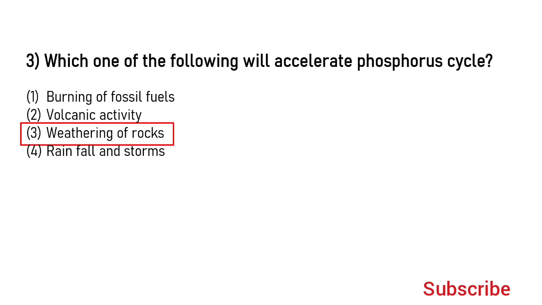See, as we all know, phosphorus cycle is a sedimentary cycle. The reservoir pool of phosphorus in the ecosystem is the Earth's crust, or we can say lithosphere. That is why weathering of rocks accelerates this phosphorus cycle.